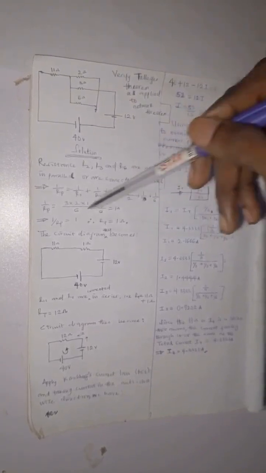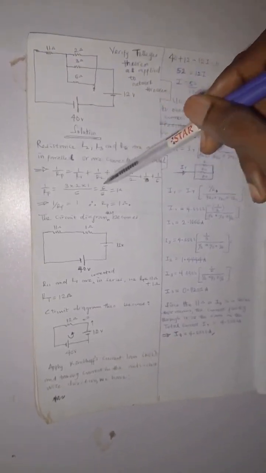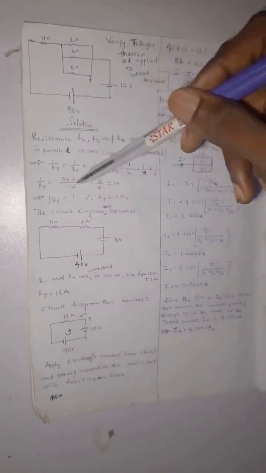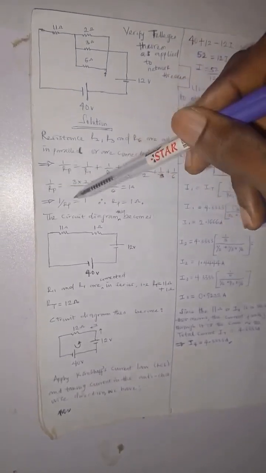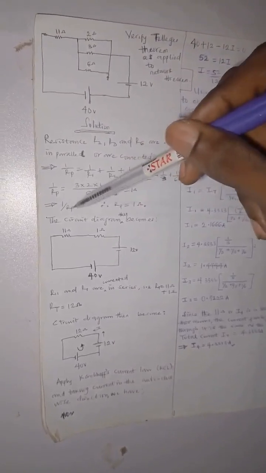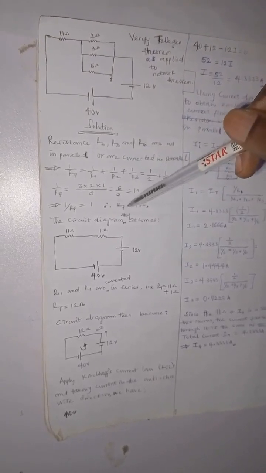Then how many times can 2 go in 6? 3. 3 goes in 6, 2. 6 goes in 6, 1. Then we can multiply and have 6 over 6, which is 1 ohm, and this is 1 over Rp. So 1 over Rp equals 1. If I cross multiply to get Rp, Rp equals 1 ohm. Rp means resistance in parallel.